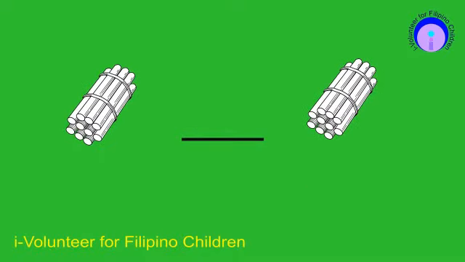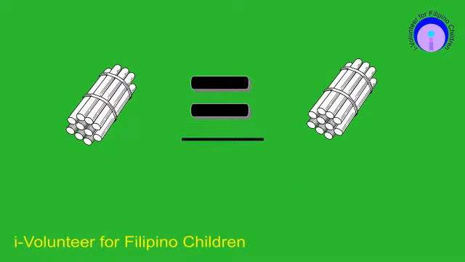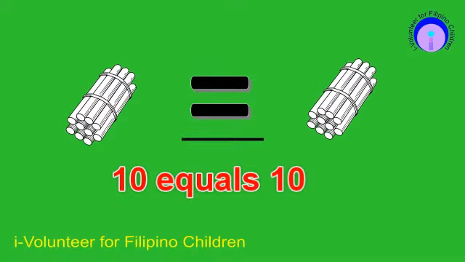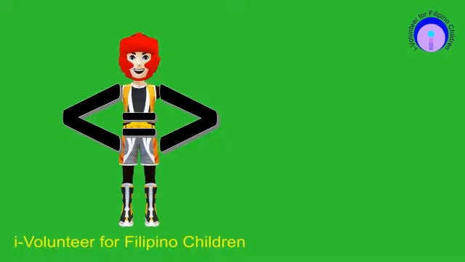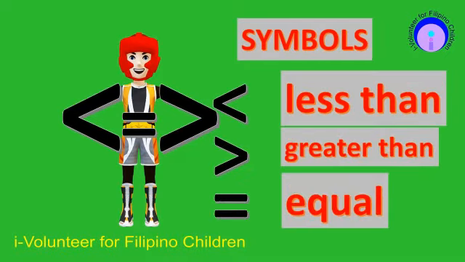Which symbol are we going to use on these two groups of sticks? There you have it. This is the equal sign. This is then read as 10 is equal to 10, or it can be read as 10 equals 10. There you have it. We have learned about the three symbols.